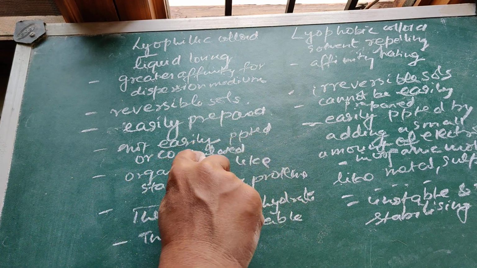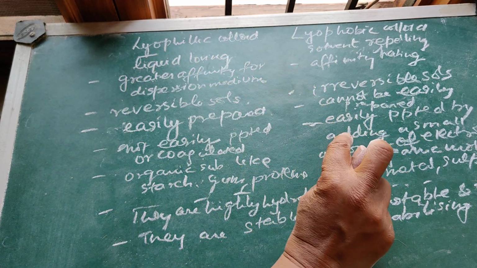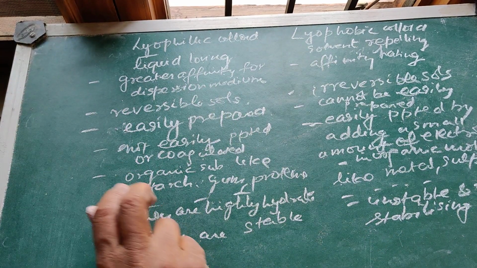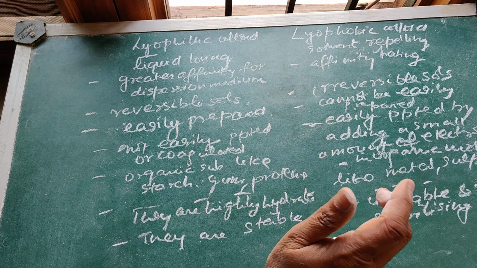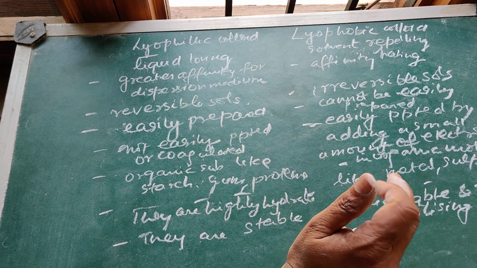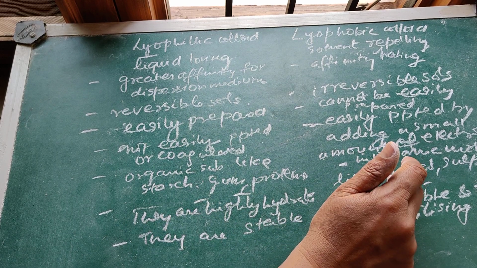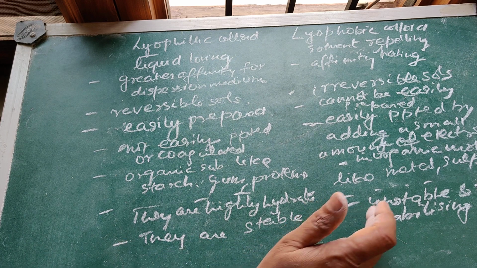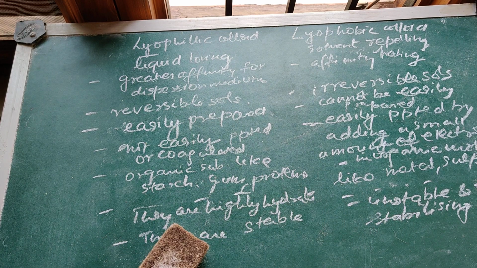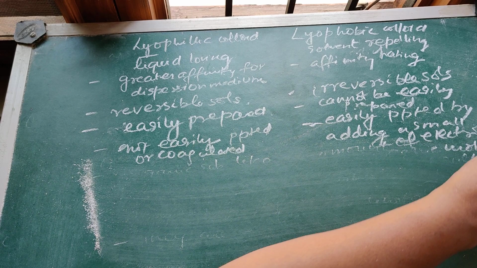They are not easily coagulated or precipitated by adding a small amount of electrolyte, whereas these are easily coagulated. Organic substances like starch, gum, proteins form the lyophilic colloid. Here the metal sulfides are highly hydrated, not much hydrated. Then these are stable and these are unstable. Hope you have understood this. So this was the second method of classification, that is based on the nature of interaction between the dispersed phase and the dispersion medium.